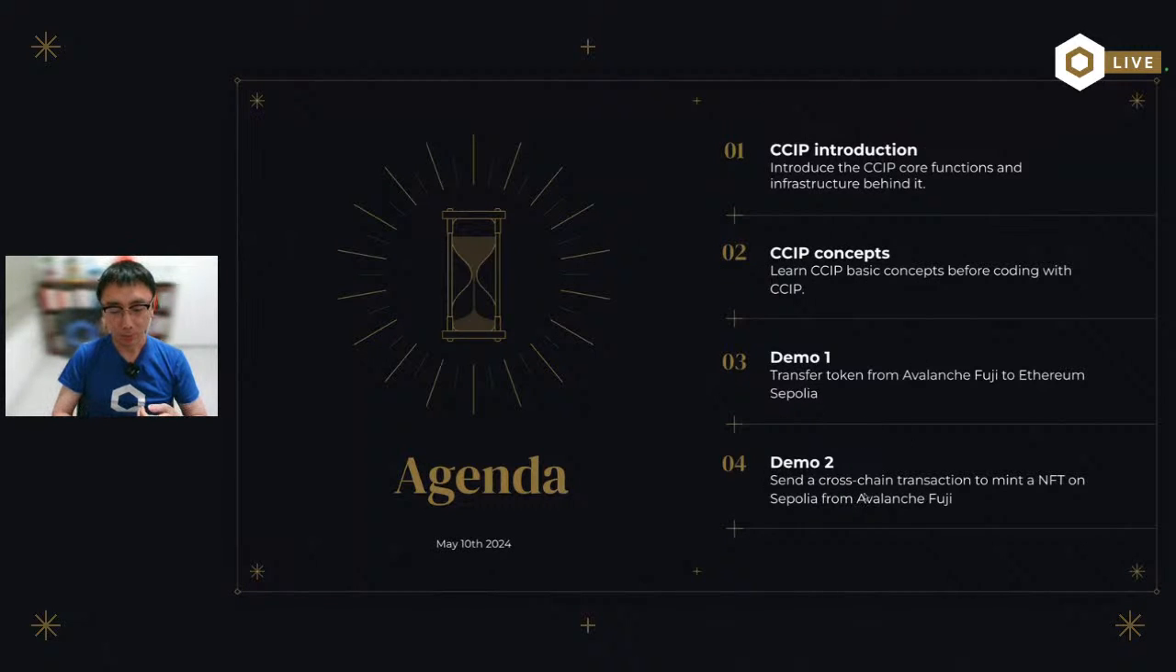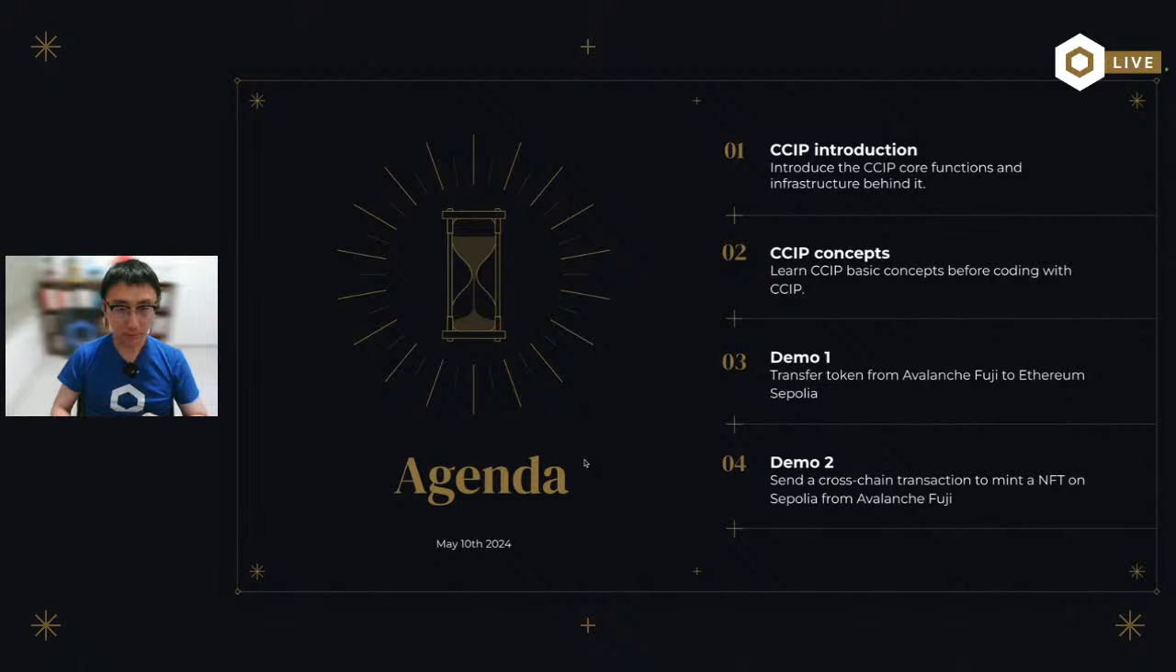In demo number 2, we will generalize the cross-chain transaction. We want to send a cross-chain message from the source chain to the destination chain. By adding some necessary data in our cross-chain message, we can allow the receiver smart contract on the destination chain to execute a transaction and do whatever we want to do. In demo number 2, what we will do is send a cross-chain transaction to mint an NFT, which is deployed on another blockchain that is different from your wallet, from your EOA account.